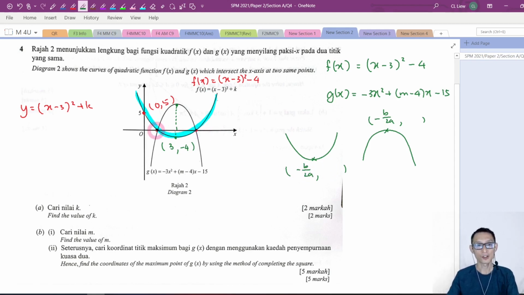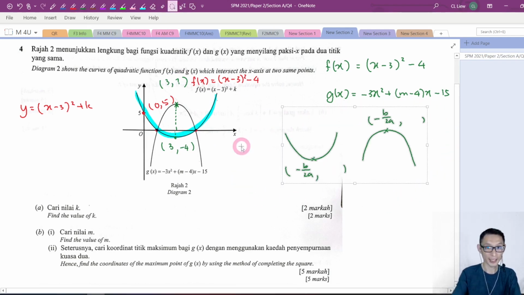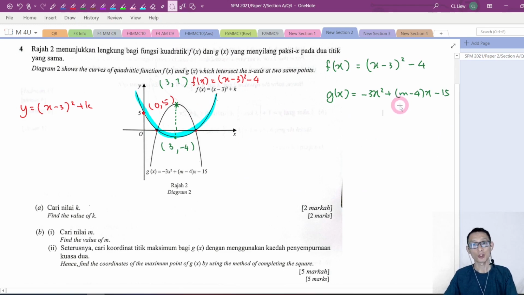Since they intersect the x-axis at the same point, we know that for this coordinate, the x part will also be equal to 3. But we don't know the y. Negative b over 2a. As I told you just now, this is equal to negative b over 2a. From here, we know that negative b over 2a is equal to 3.